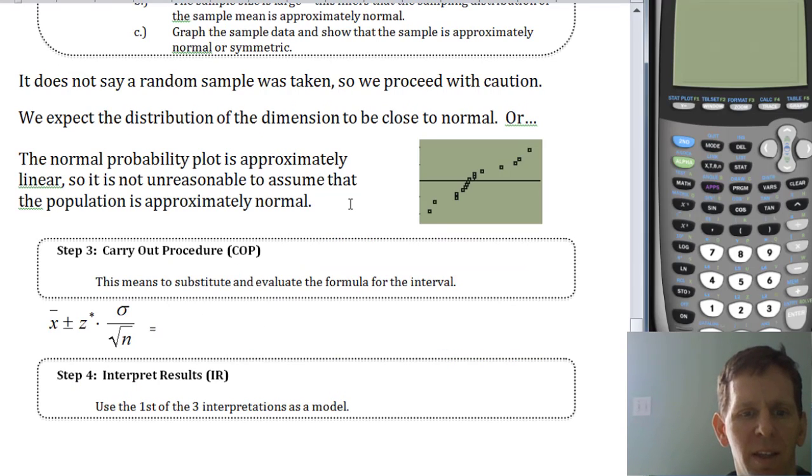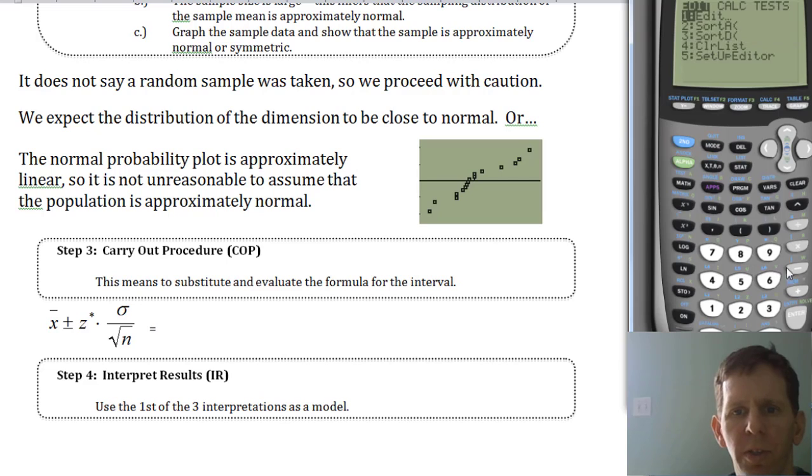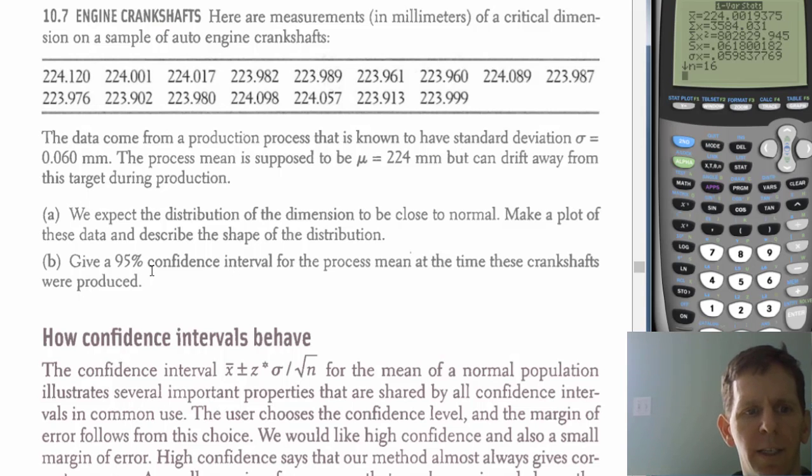Step 3. This is where we actually carry out the procedure and calculate what we did the other day, which is x bar, our sample mean. In our data, we can calculate the sample mean by using one var stat. So using the numbers that were already in my calculator, I can do stat, calc, one var stats with list 1, and you'll get what x bar is, which is this number. Don't round it yet.